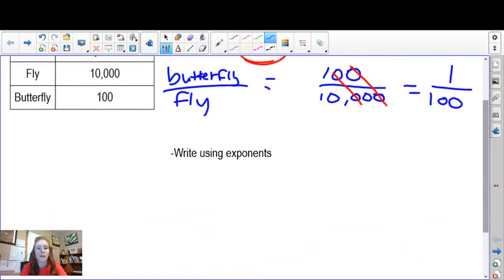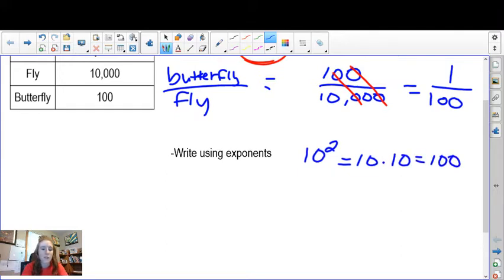Next, I'm asked to write it using exponents. Well, how could I turn 100 into something with an exponent? Well, we've talked about 10 to the second. 10 to the second is 10 times 10, and I know that 10 times 10 is 100. So instead of saying 1 over 100, I could say 1 over 10 to the second power.